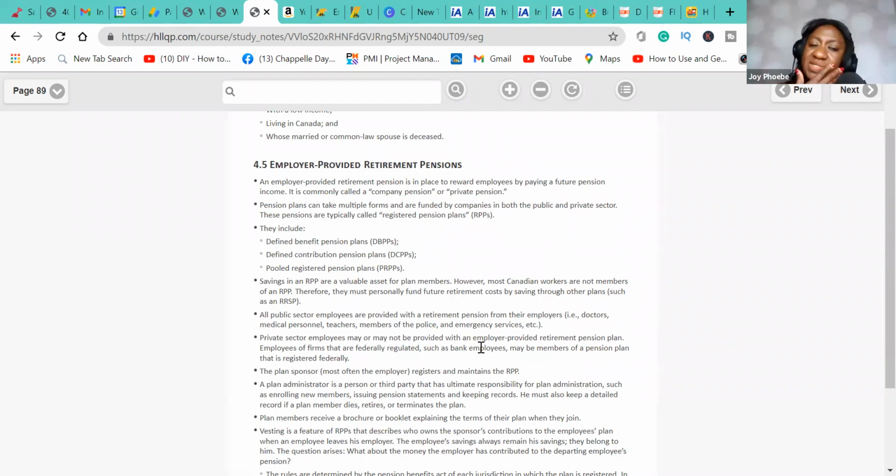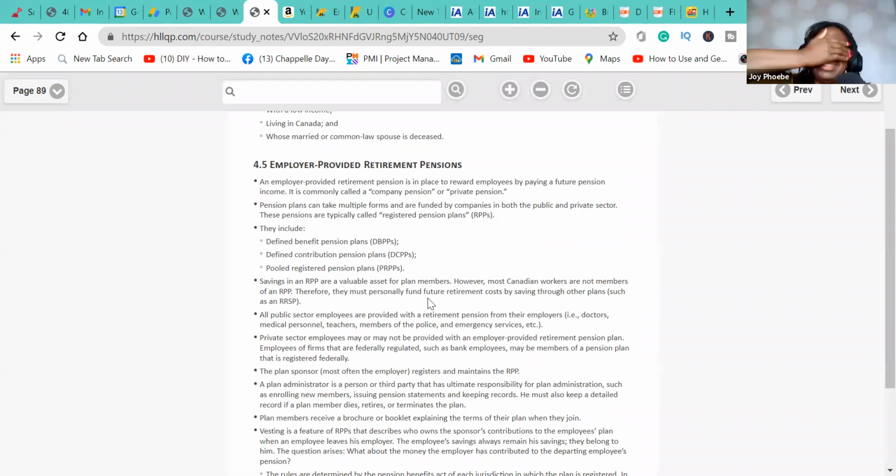Okay, so this next part now is employer provided retirement pensions. An employer provided retirement pension is in place to reward employees by paying future pension income. We have the defined benefit pension plan, the defined contribution pension plan, and the pooled registered pension plan.